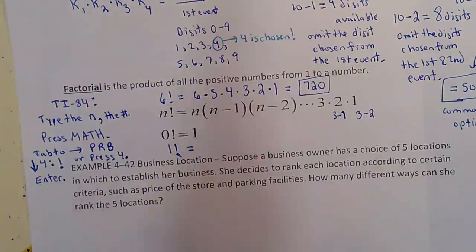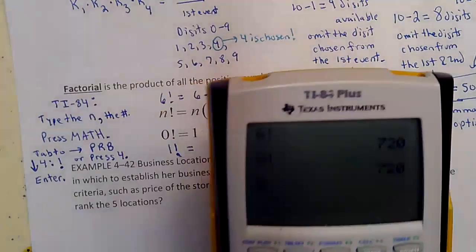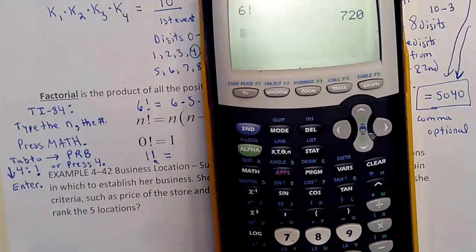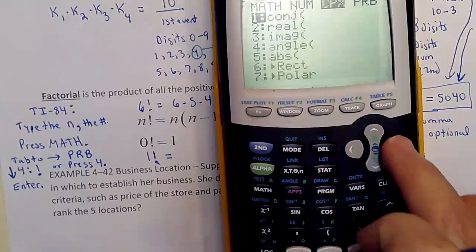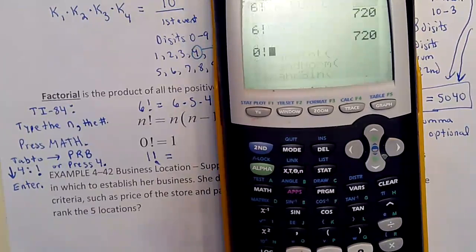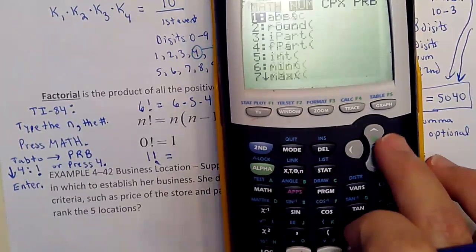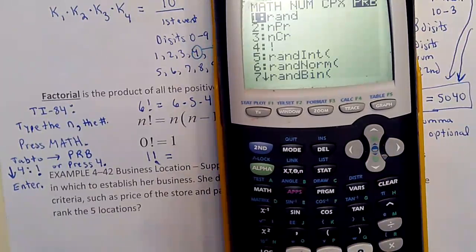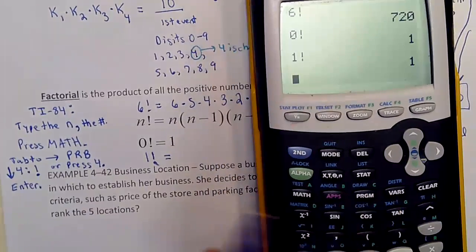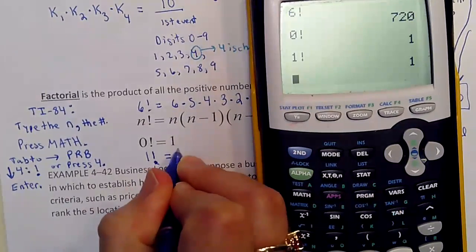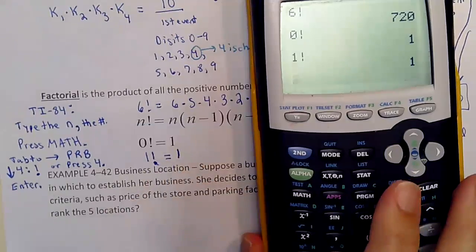Okay, so now they're saying that 0 factorial is 1. We can test that. So hit 0, then math, go to probability, and then number 4, and then hit enter. Yep. And let's do 1 factorial. 1 math, tab to probability, go to number 4, hit enter. Yep. Okay.